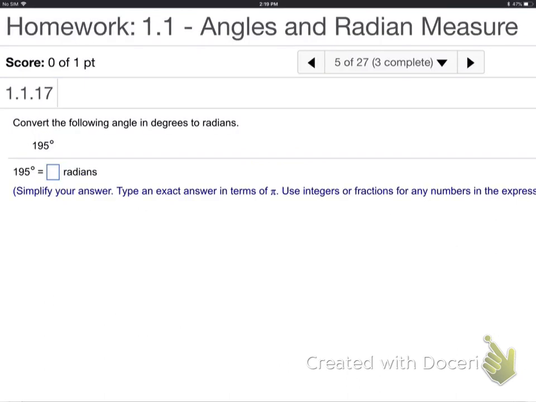Yeah, try that one. See if you can convert 195. Give you a second. Convert 195 degrees to radians. Number 5. Your homework will be the same, just different numbers.